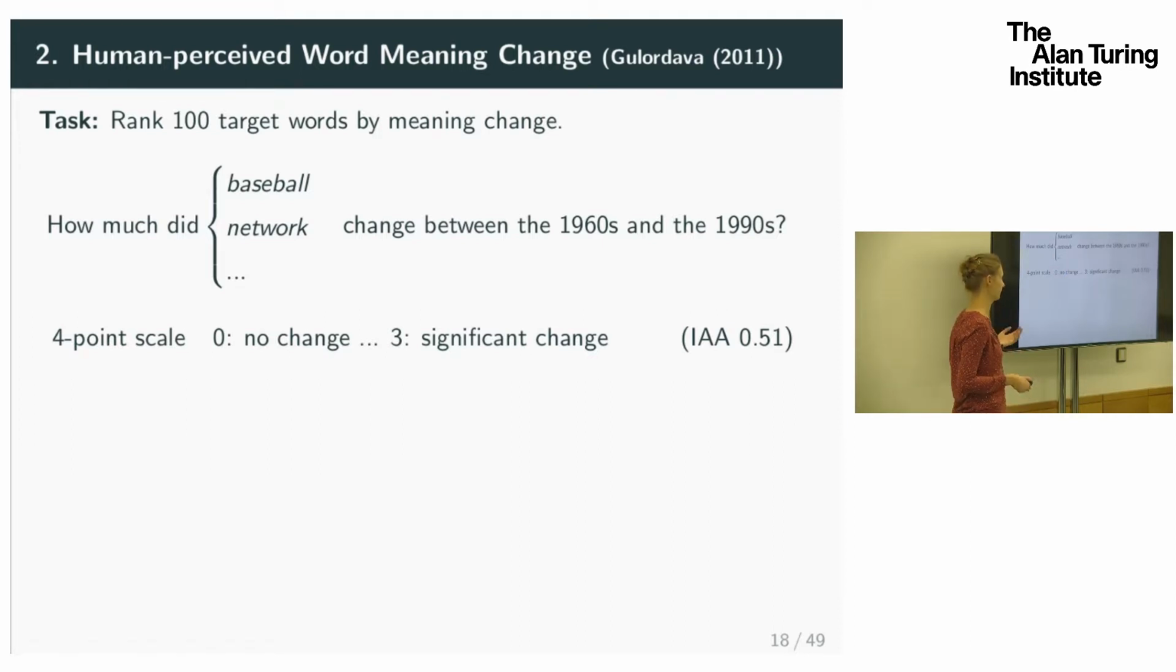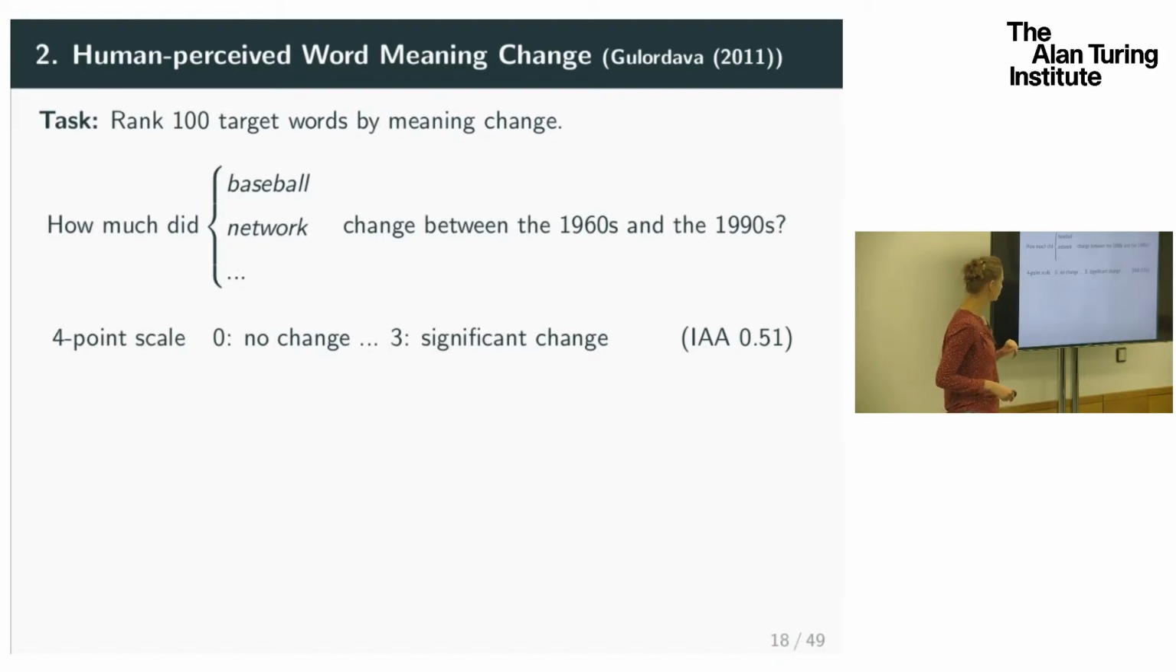So how much do you think the word network has changed in meaning between those times? How much do you think the word basketball has changed in meaning between those times? Ratings were given on a 4-point scale from no change to significant change. Then they trained a distributional semantics model, basically counting co-occurrences between these target words and their contexts, and estimated the difference by cosine distance between the vectors that they obtained.